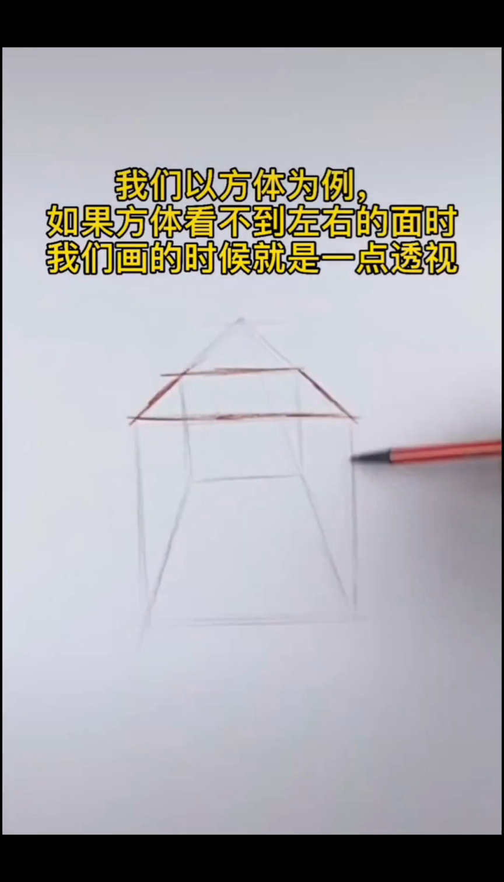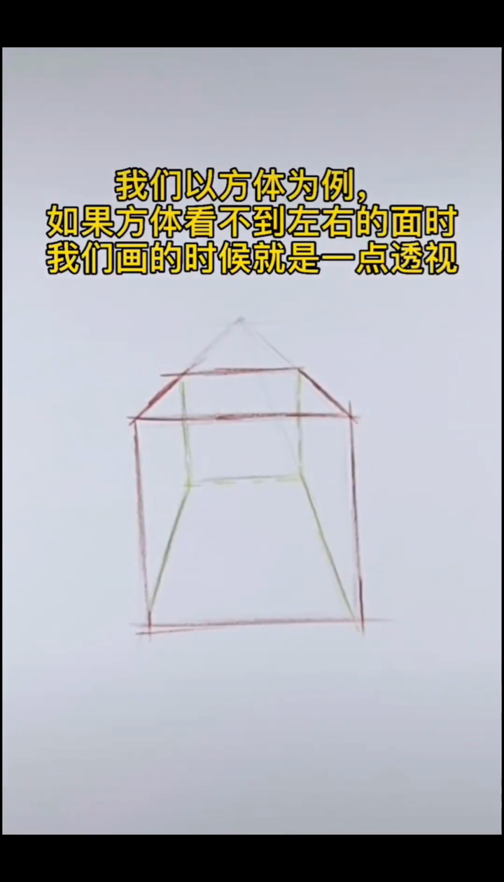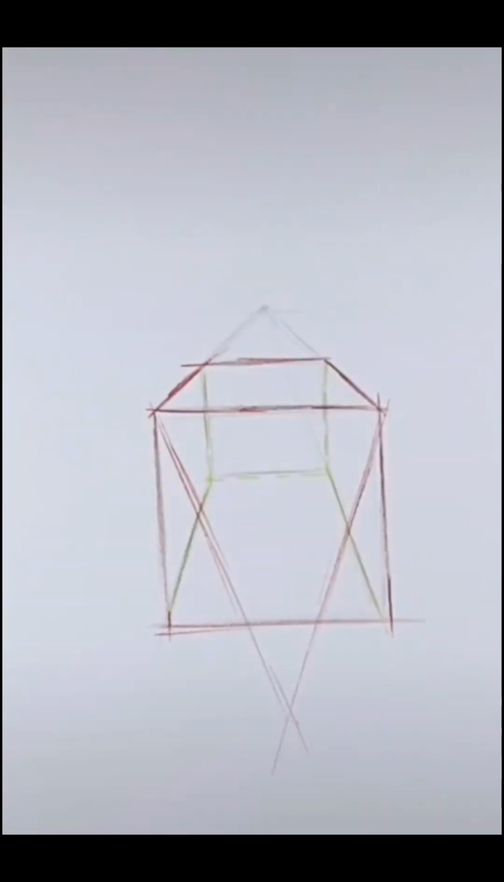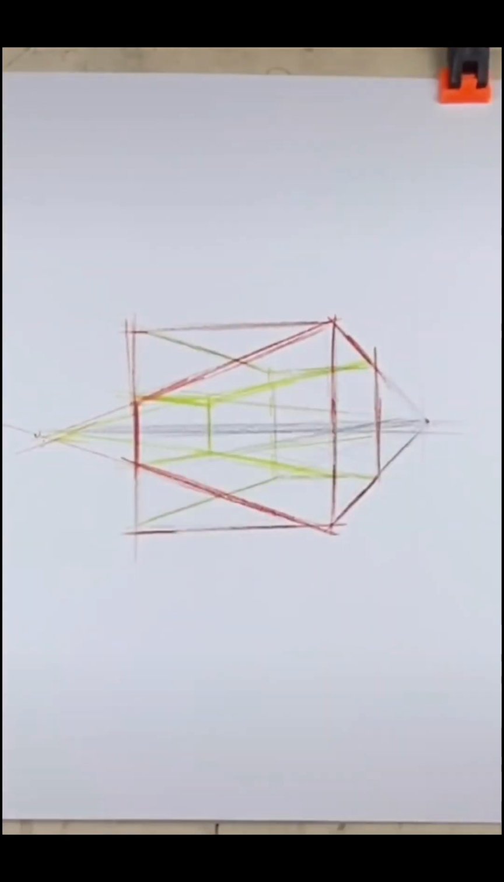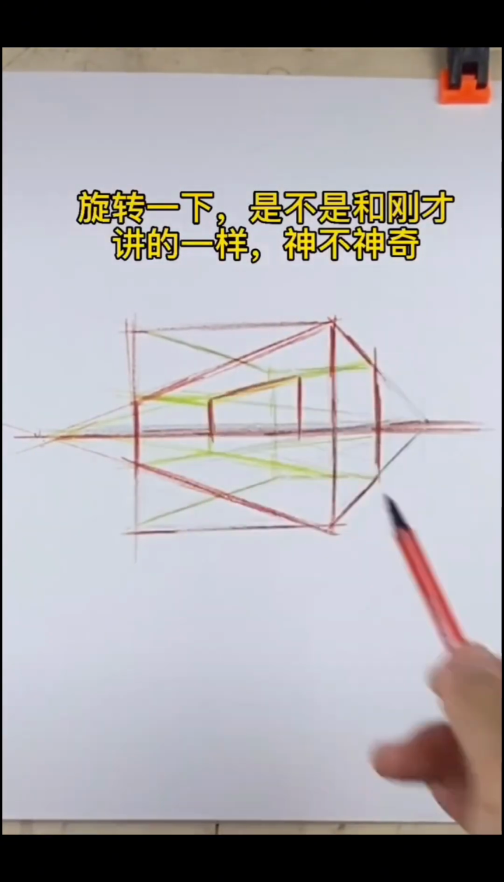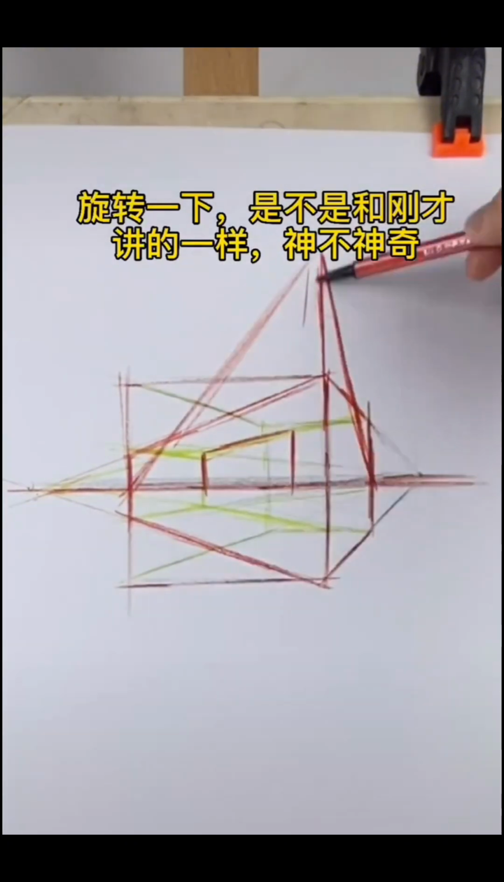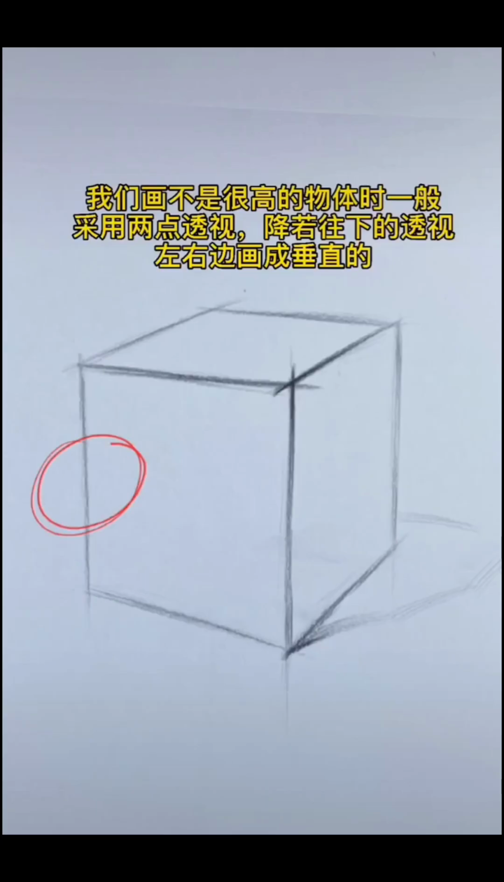When we rotate it, is it the same as what we just talked about? Isn't it amazing? Adding the upward-looking perspective becomes 3-point perspective. When we draw objects that are not very tall, we generally use 2-point perspective and draw the downward perspective with the left and right sides as vertical.